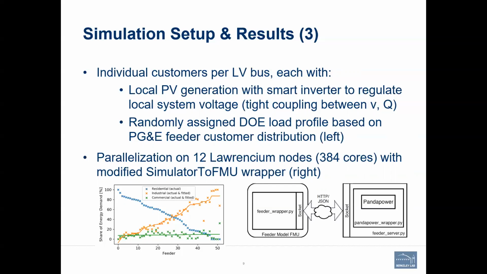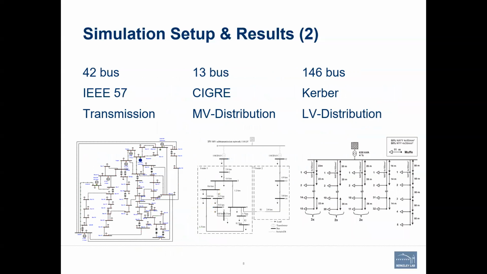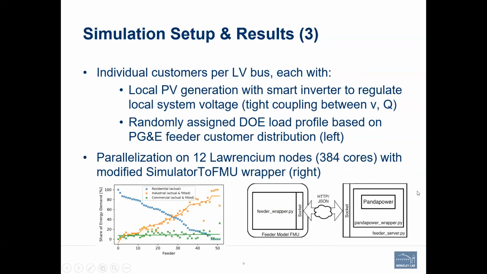And then we randomly assigned the DOE typical load profiles to the various nodes throughout the whole 146 bus network. We used a custom distribution, which is based on PG&E feeder data. You can see here on the lower left, we got 50 PG&E feeders. PG&E is the local utility company for Northern California. Based on the distribution in their feeders, we assigned customers from the DOE load profiles to the low voltage network.